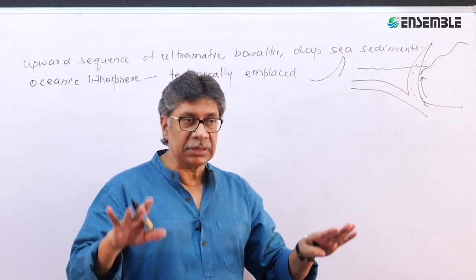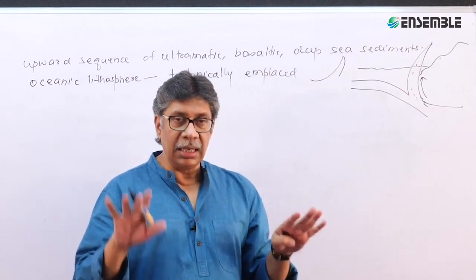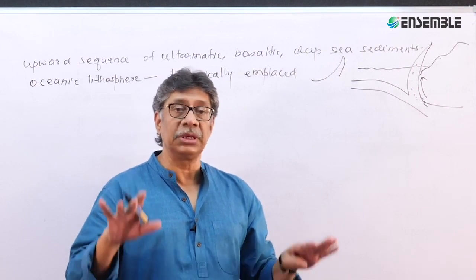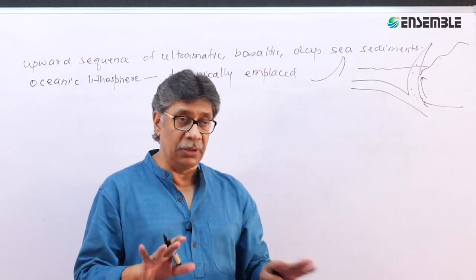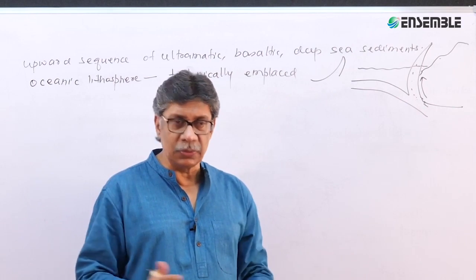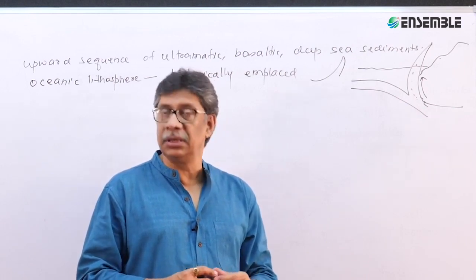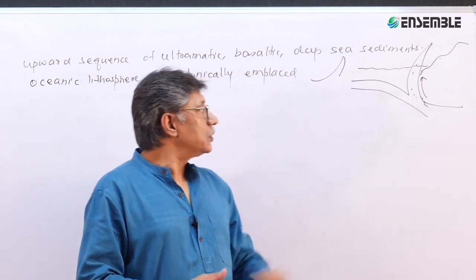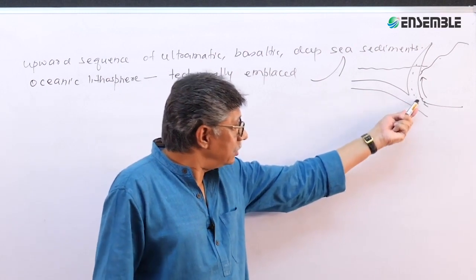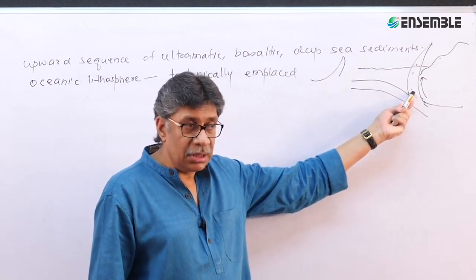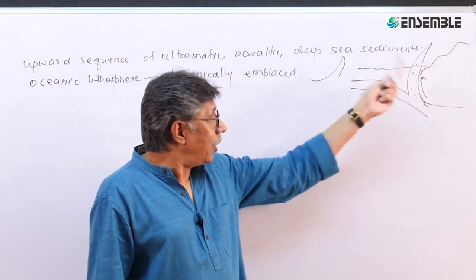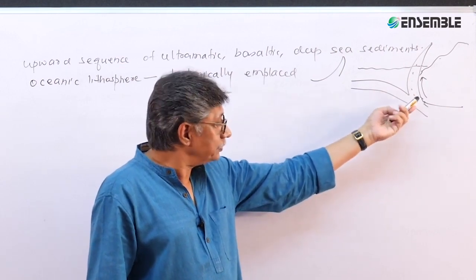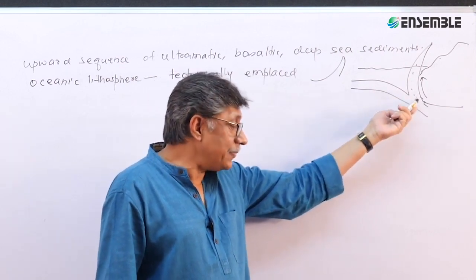Those are sediments that are found at a depth of something like 4 or 6 kilometers below. You can find deep ocean sediments here, even in the present oceans as well. So they get emplaced with these crustal materials, oceanic lithosphere, along with some of the deep sea sediments.